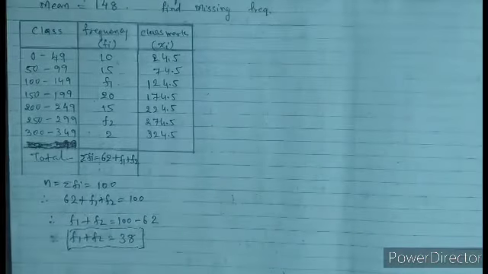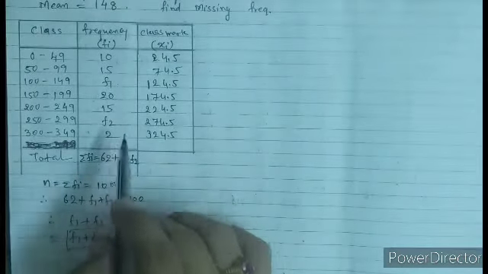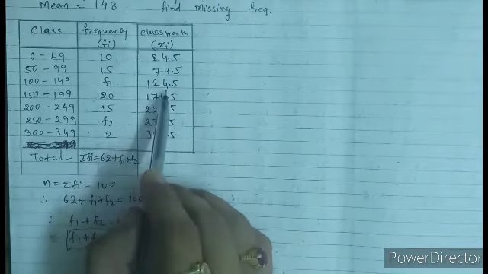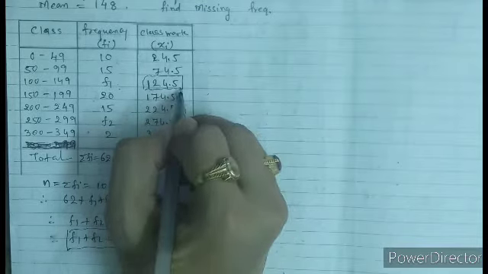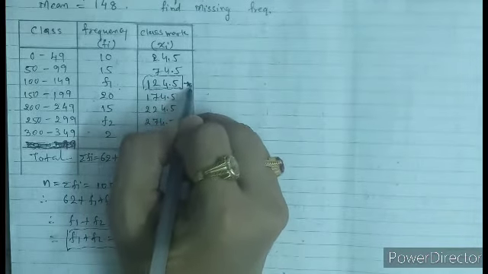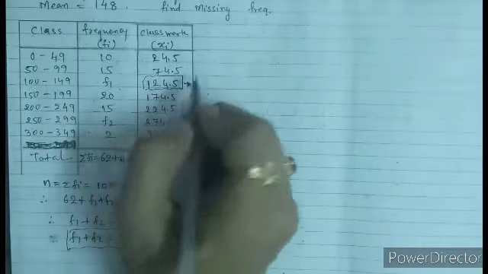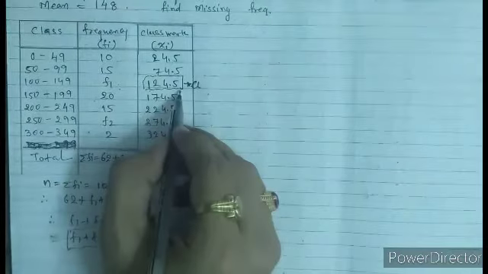Now we have to assume a mean. We know that there are two missing frequencies. You can assume any of the Xi in front of f1 or f2. But for convenience, we will assume the assumed mean A as the Xi which corresponds to f1. So this will be our A. So here A is 124.5.